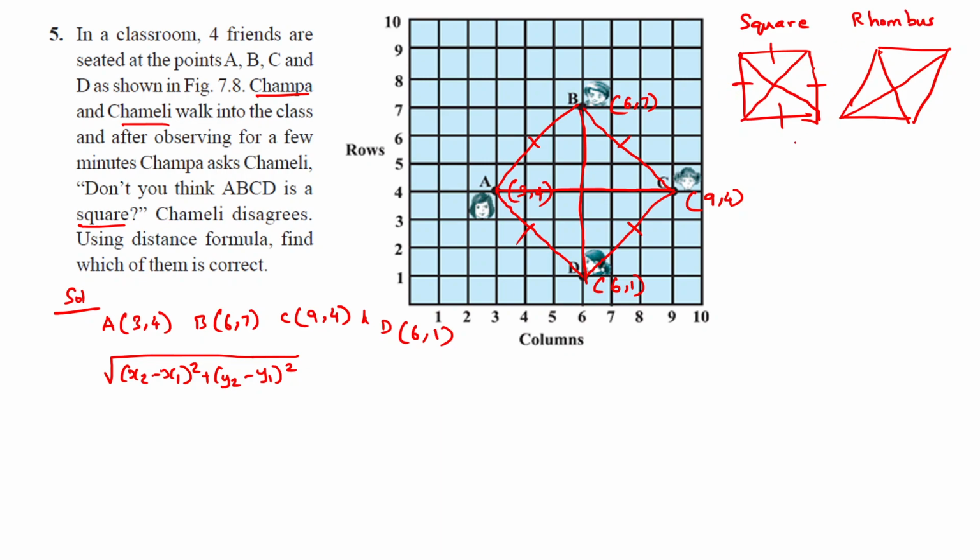Finding all four side lengths is not enough for a square. We need to find the length of the diagonals also. Why? Because in a square, all the sides are equal and the diagonals are also equal. A rhombus has all sides equal, but the diagonals are not equal. This is the leading diagonal. This is larger compared to this diagonal. If the length of the diagonals varies, then it is called a rhombus. So we need to find the length of the diagonals also.